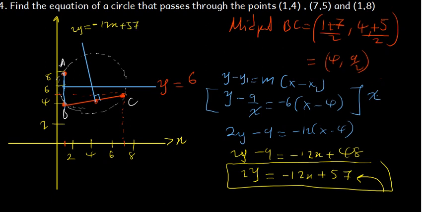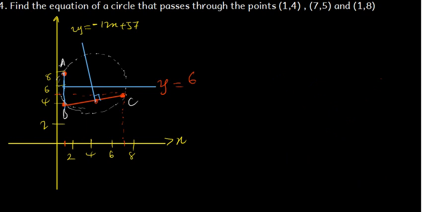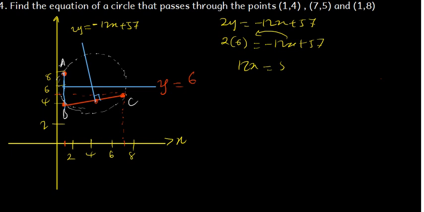Now we've seen that these two perpendicular bisectors, this one and this one, are intersecting at this point. Actually, the point at which two perpendicular bisectors intersect is the center of the circle. So we're going to solve those two and find the value for that point. We have 2y is equal to negative 12x plus 57, and we also have this other equation. Where there is y, we're going to put 6. So that will be 2 times 6 is equal to negative 12x plus 57. I can take this 12x to the other side to be positive 12x, and 57 minus 12 is the other side.